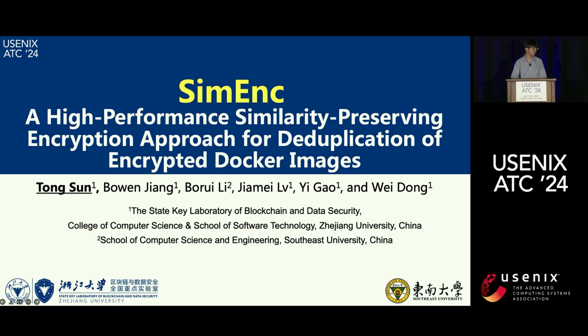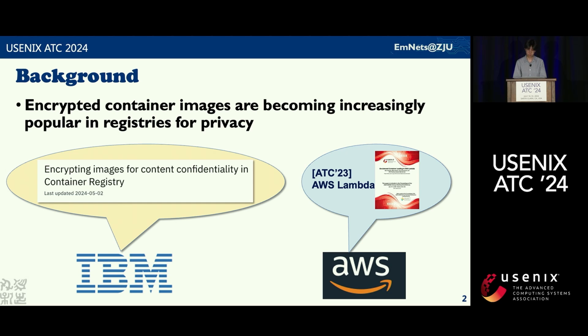Today, I will present SimEnc, a high-performance similarity-preserving encryption approach for deduplication of encrypted Docker images. Encrypted Docker images are becoming increasingly popular in registries for privacy. For example, encrypted images are already widely used in IBM Cloud and AWS Lambda.